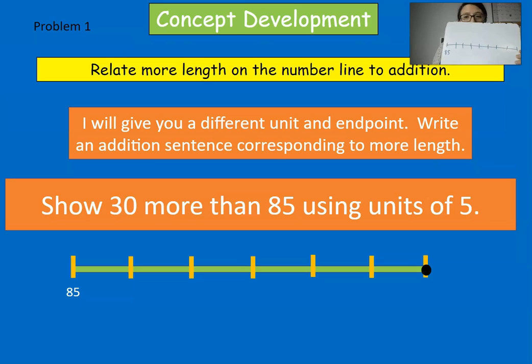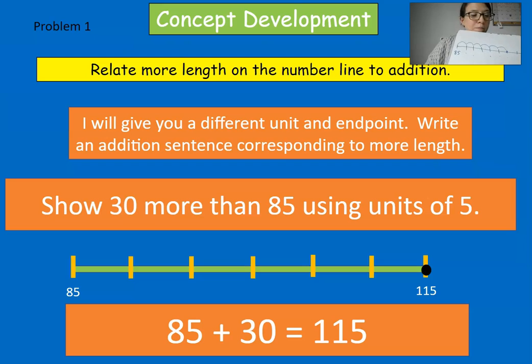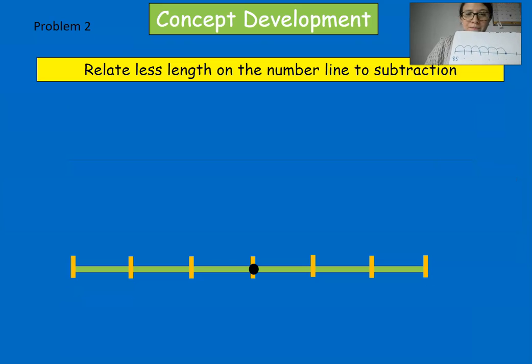Now I want to show 30 more. So my first step is I'm going to count out 30 more on my number line. So 5, 10, 15, 20, 25, 30. So my other endpoint is going to be there. Now I need to count it out. 85, 90, 95, 100, 105, 110, 115. So 85 plus 30 is going to give us 115. Awesome. All right, before I let you go today, I want us to try one with subtraction.